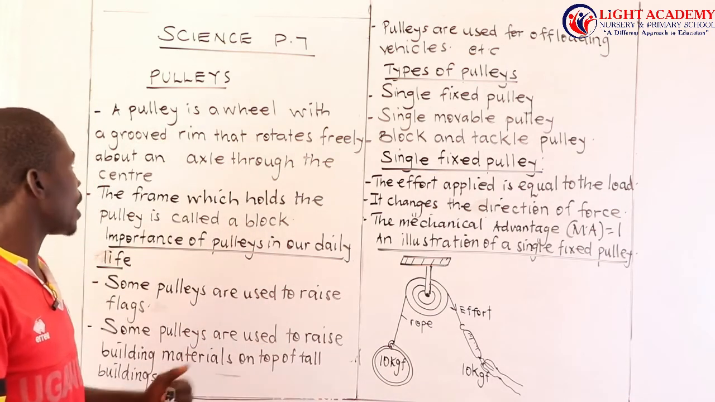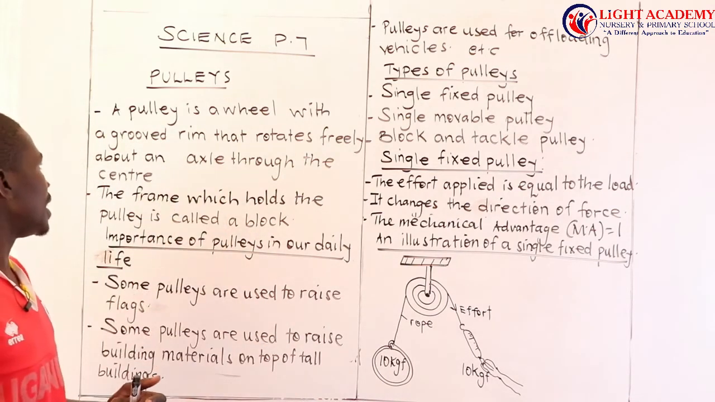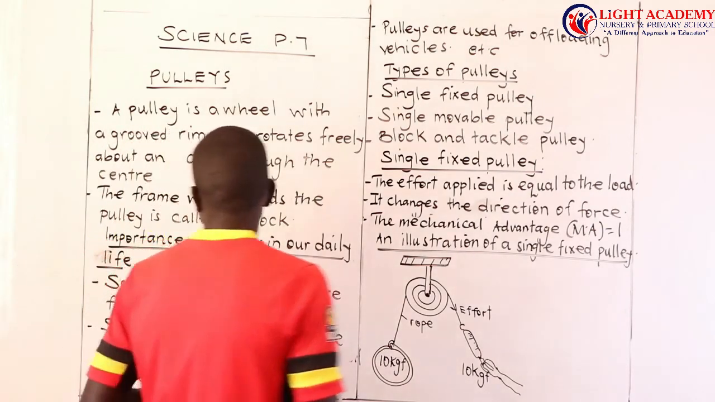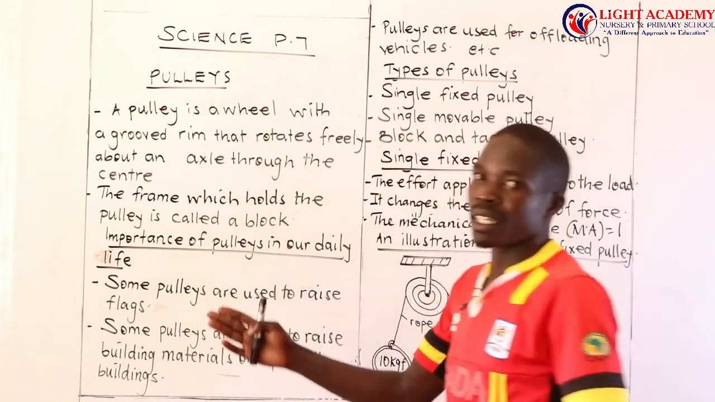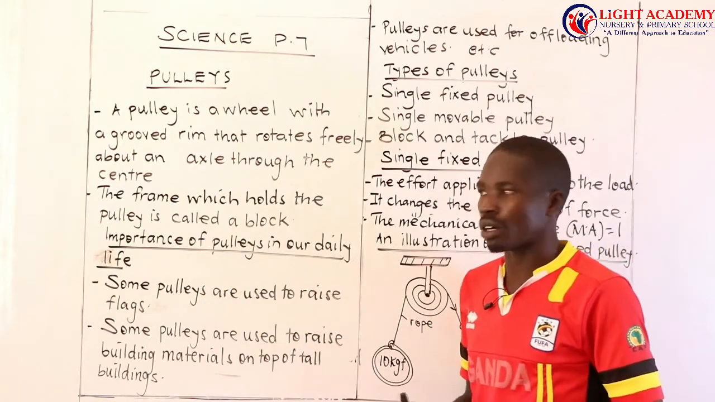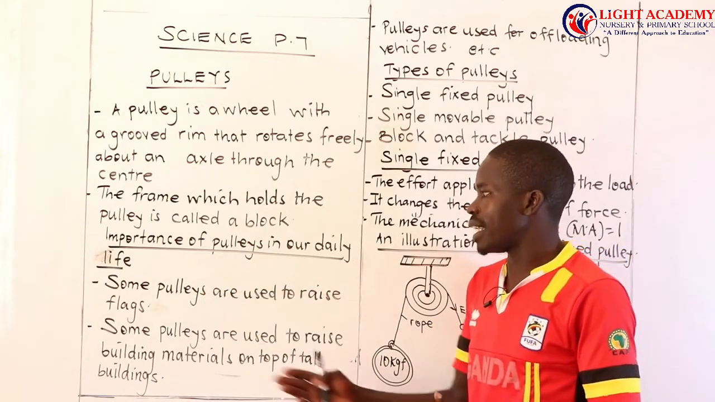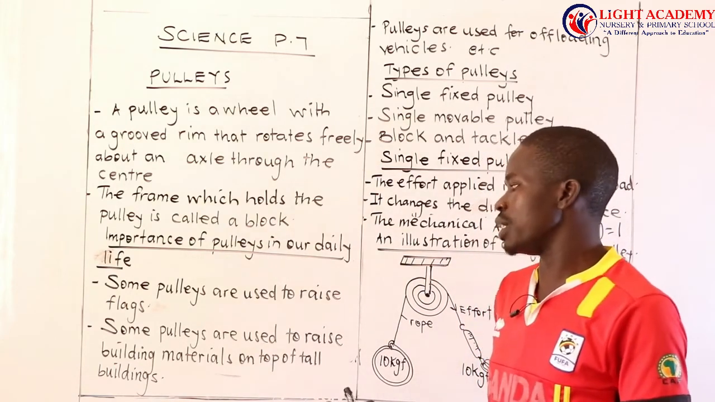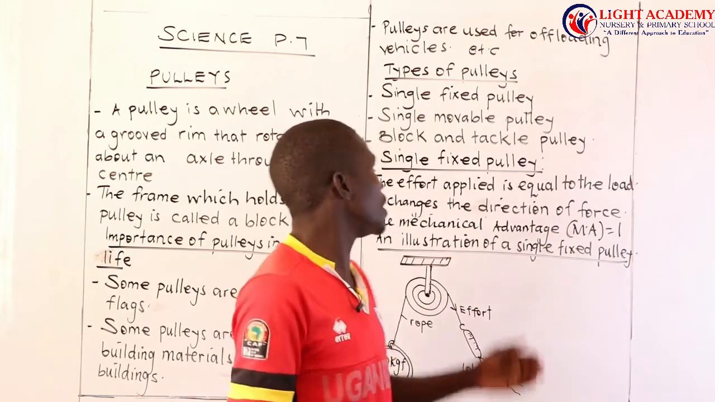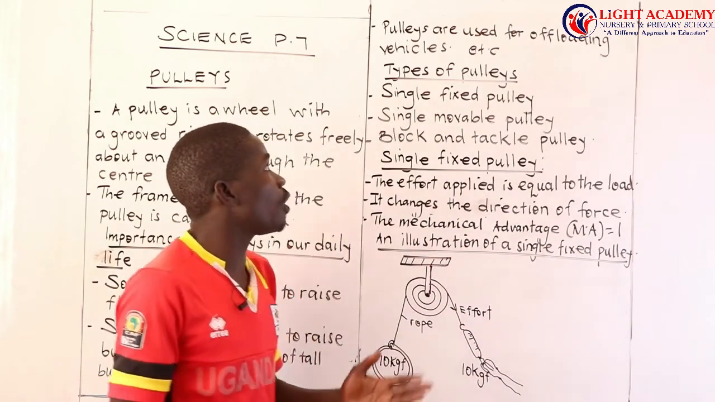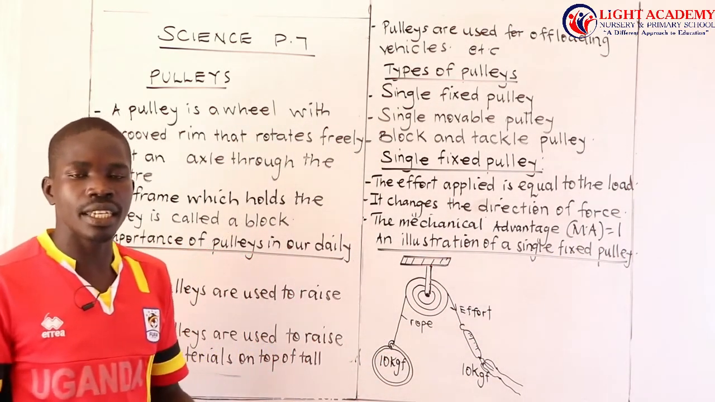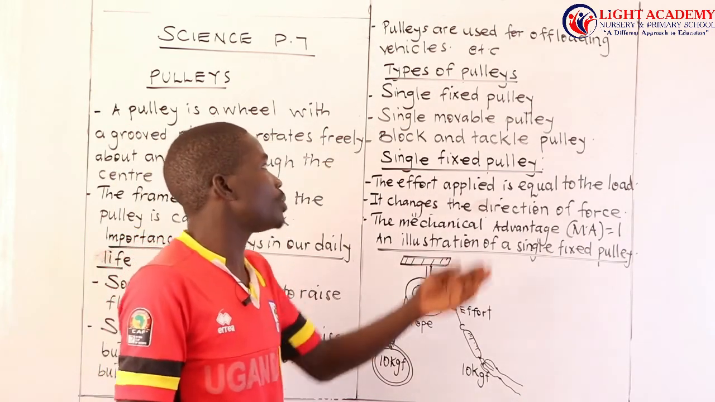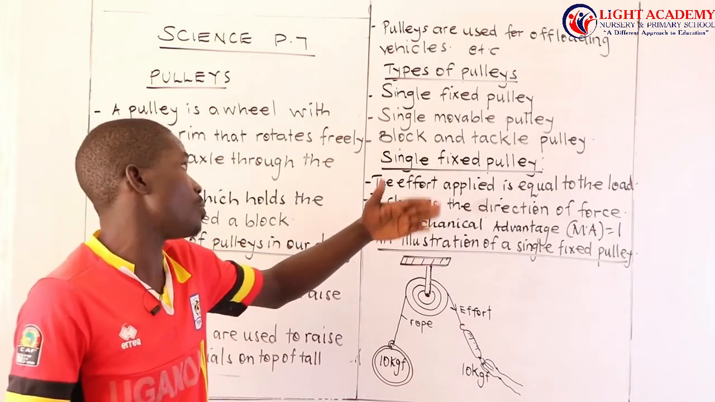A pulley is a wheel with a grooved rim that rotates freely about an axle through the center. The frame which holds the pulley is called a block. Importance of pulleys in everyday life: some pulleys are used to raise flags, some to raise building materials on top of buildings, and some for offloading vehicles. They are also used for moving window curtains. There are very many uses.